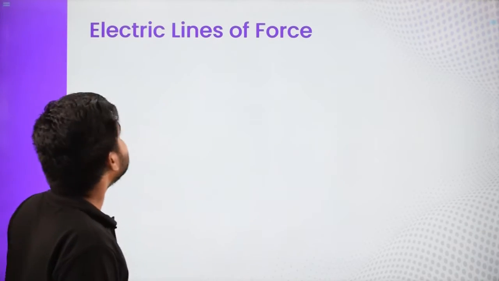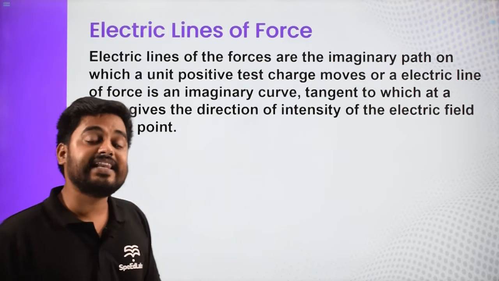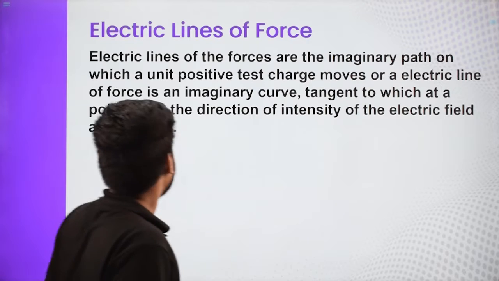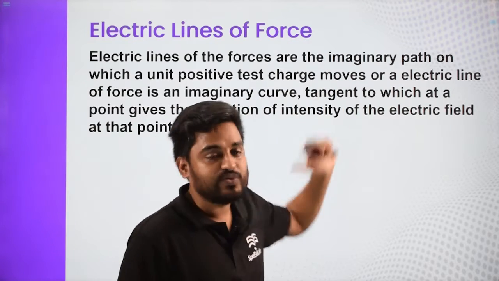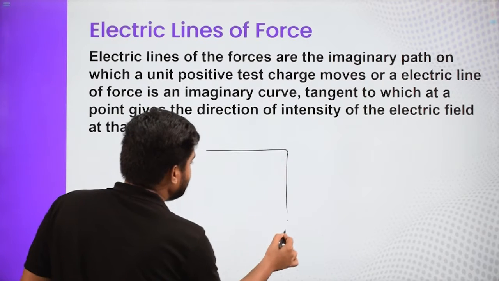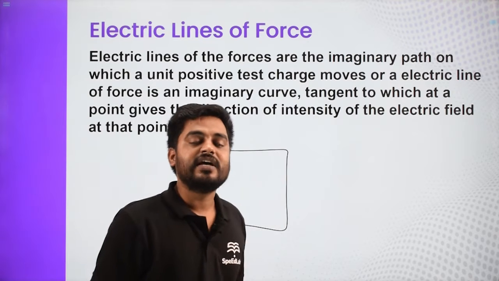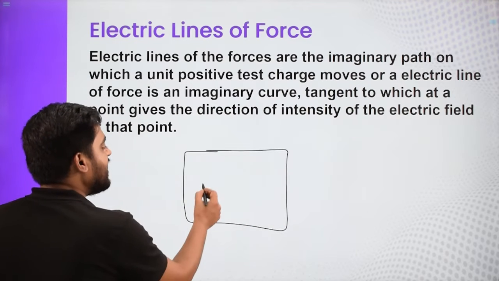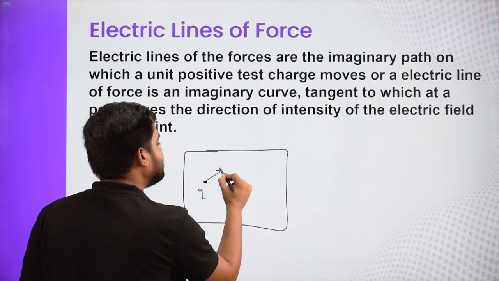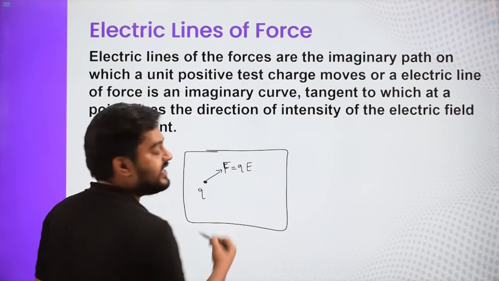So now let us discuss electric lines of force. What are electric lines of force, also known as electric field lines? Basically, they are imaginary paths on which a unit positive test charge moves when released in the field. If in this region there exists some electric field, then any charge which we keep would experience a force. If I am putting a charge over here and it is experiencing force in that direction, then I will say that force is nothing but QE. We had already discussed that.